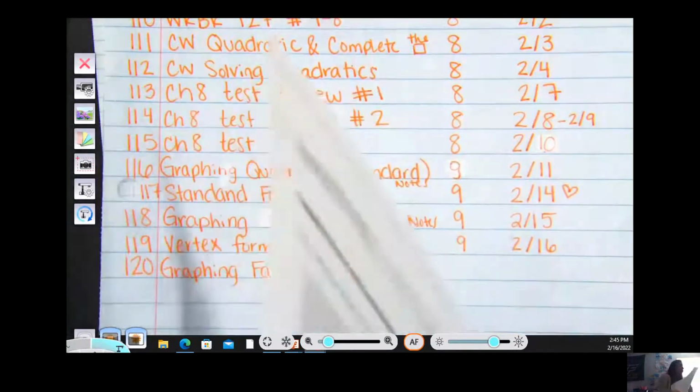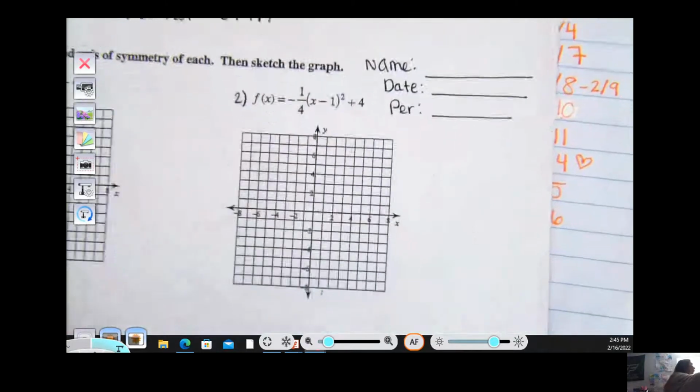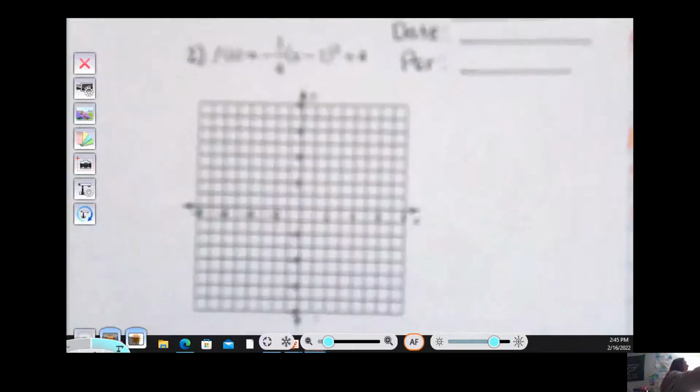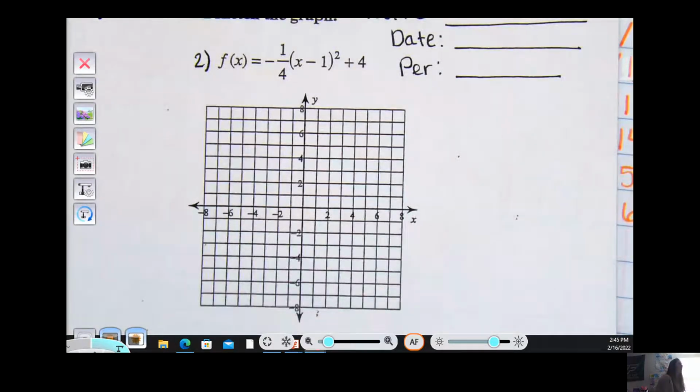We're going to do number 2. Why do you think I chose number 2 to do with you? It's got a fraction. And it's negative. So what do we know if it's a fraction? What is this going to look like? It's going to be a fatty fraction. So it's going to be wide.